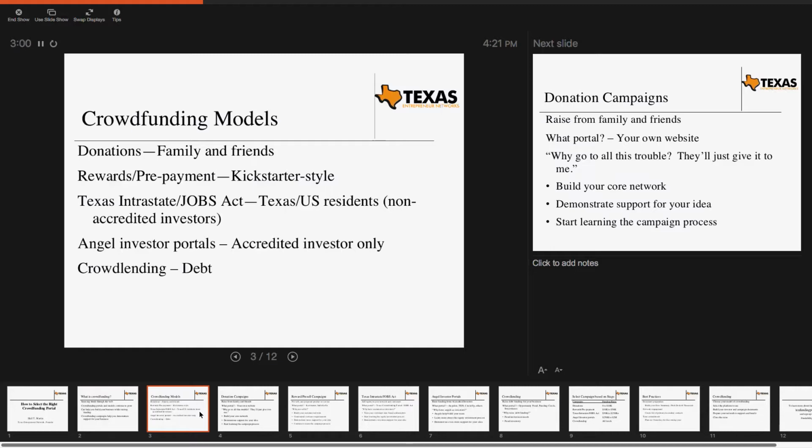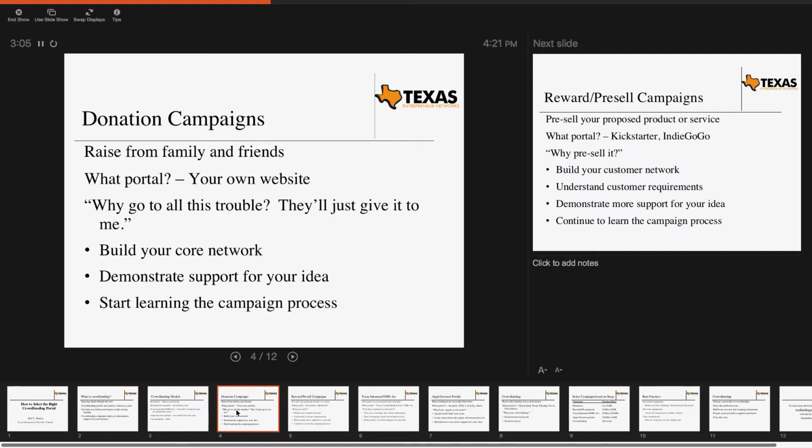So the first one to look at is donation campaigns. When you're first starting off, I always recommend you raise money from family and friends. And the portal you want to use in that case is your own website. You don't need to go to somebody else's website, just use your own. Now you may be asking, why go to all this trouble? My family and friends will just give me the money.